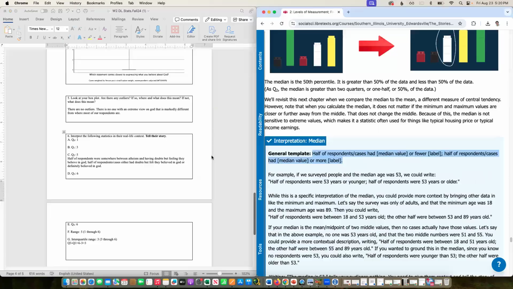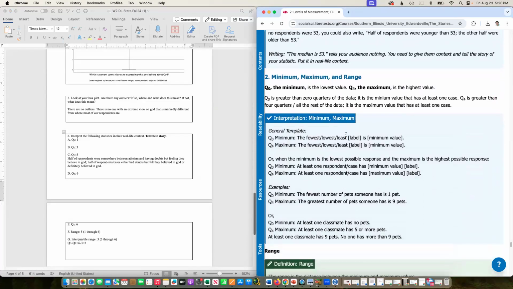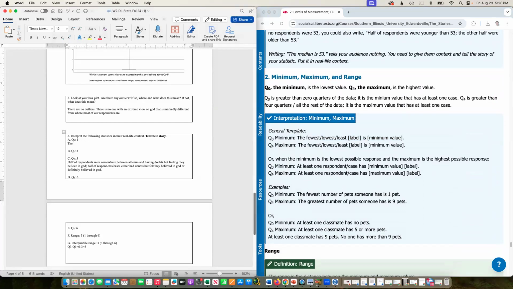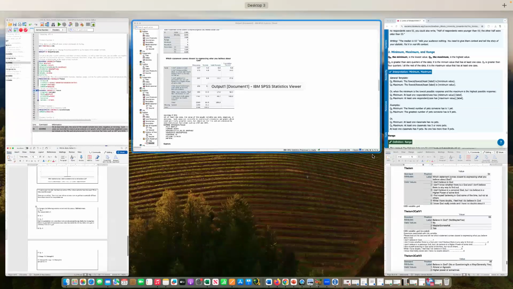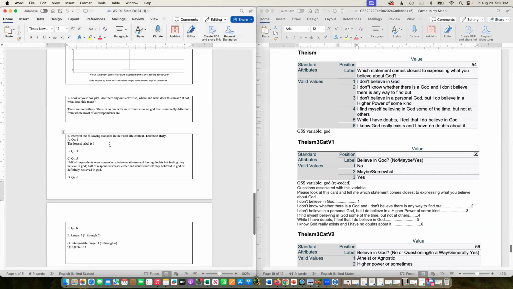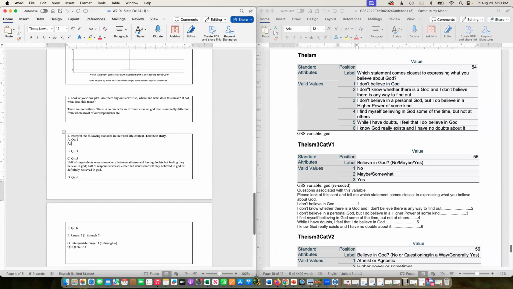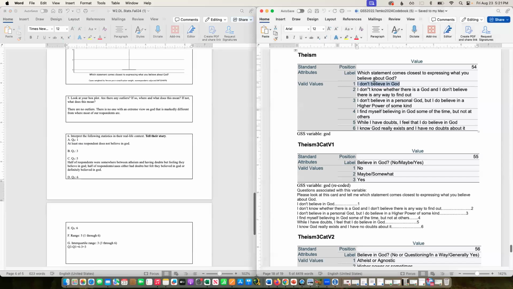Now let's look at the next one. The easiest ones are probably Q0 and Q4. So for this one, we're saying the lowest or least label is 1. And so that means that the lowest is not believing in God. So at least one person was down here. That means basically that at least one respondent does not believe in God, or reported not believing in God, right? We have at least one that's at a 1, which is the lowest code that we have.